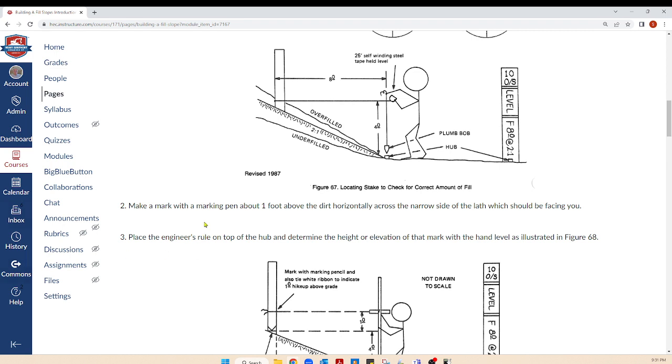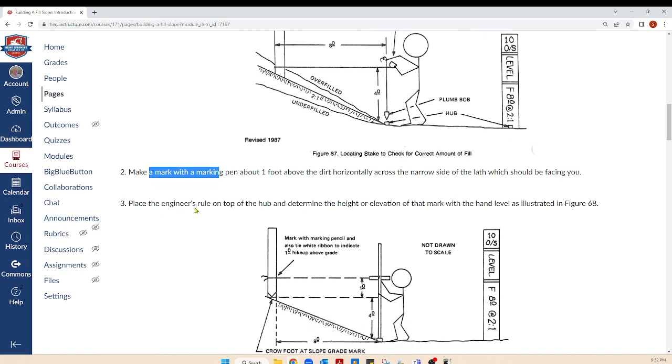Well, look here. Just walk up here and make a mark right there. Make a mark with a marking pen about a foot above the dirt. Somewhere up a foot above the dirt. Just make a mark. Horizontally across the narrow side, because you're looking at the narrow side. Just a tick mark, horizontally. About a foot above the dirt. All right. Which should be facing you, the narrow side.